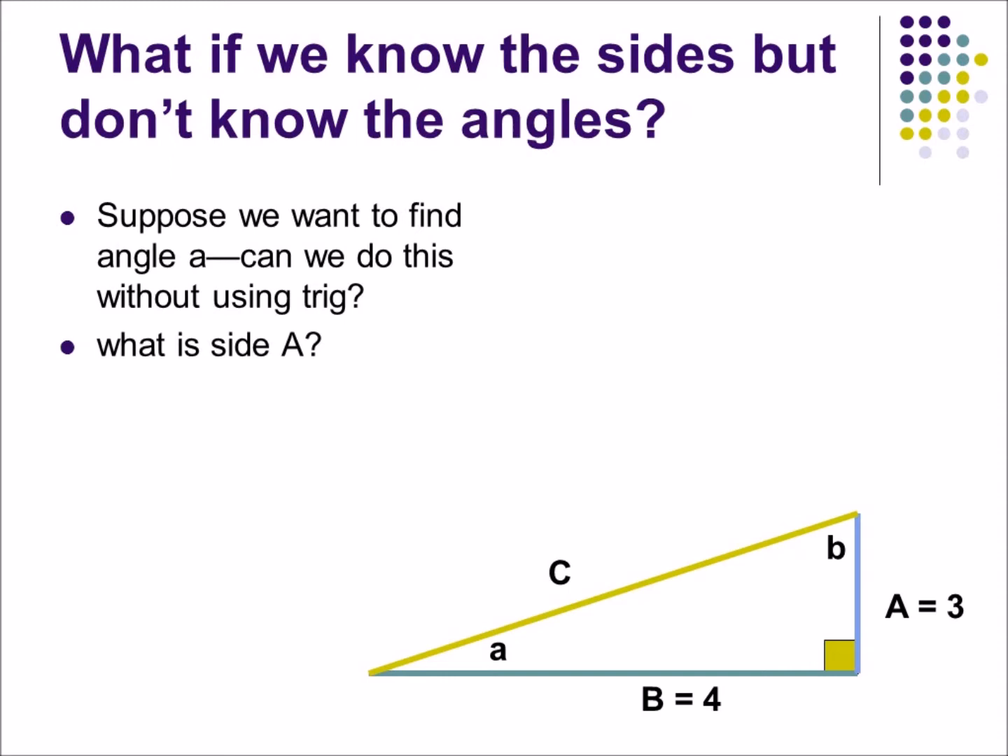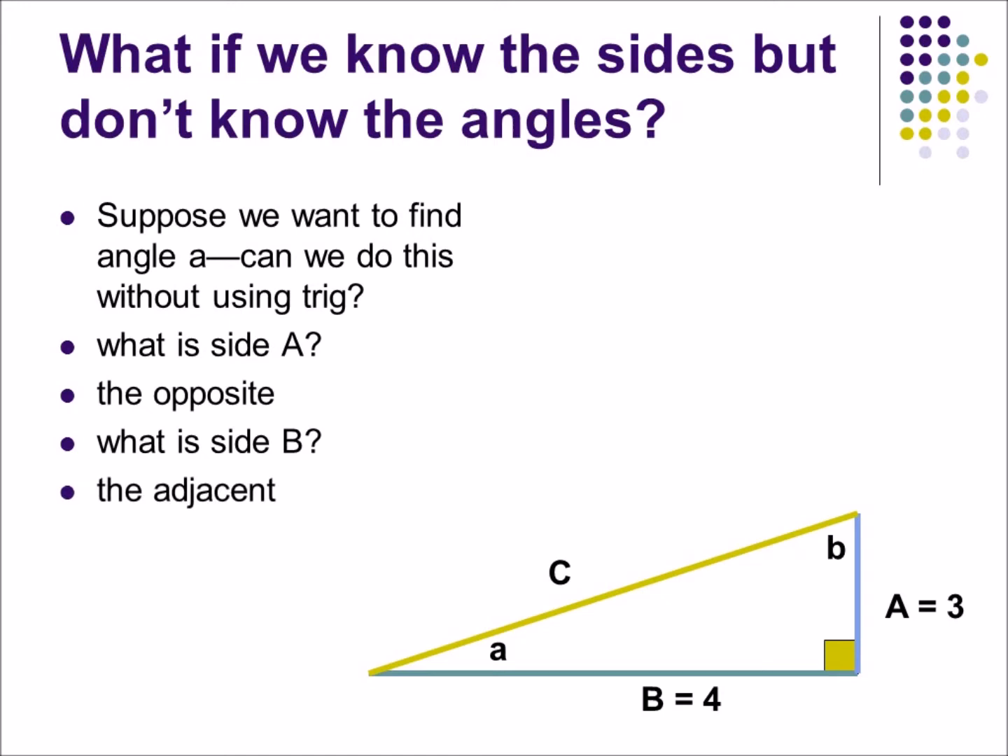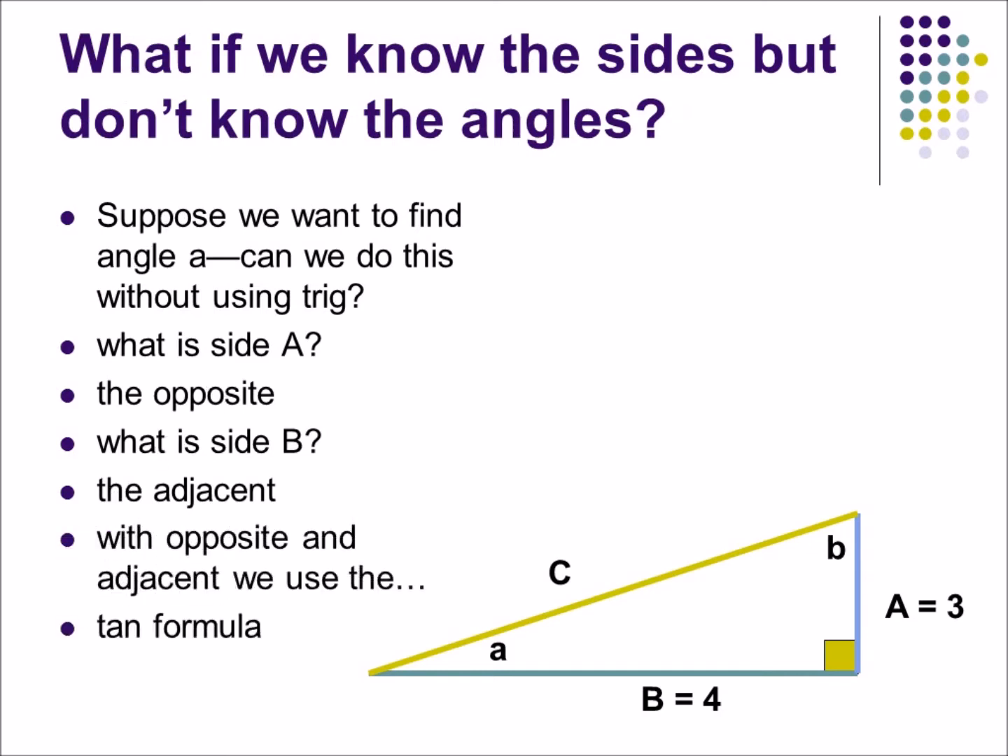Because capital A, the 3, relative to the angle little a, that's the side opposite A. And capital B, which is equal to 4 units, is the side right next to angle A, so that's the adjacent. And then you ask yourself, okay, what trig function relates opposite to adjacent? SOHCAHTOA, that would be the tangent function. So with opposite and adjacent, we're going to use the tangent formula.